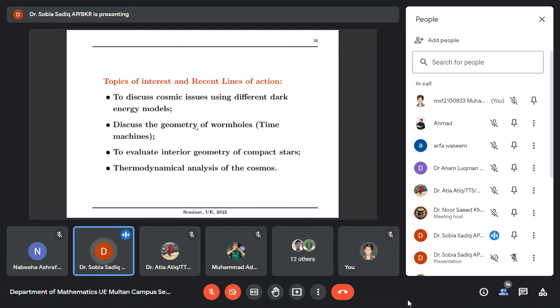So that was all about the general theory of relativity, and I told you earlier that we can use the framework of general relativity to understand astrophysical phenomena as well as cosmological models, or to study the phenomena that happen in our universe. Here is the list of topics of interest and some recent lines of action. We can discuss some cosmic issues using different dark energy models, and then discuss wormhole geometries, and we can also evaluate the interior geometry of compact stars, and similarly the thermodynamical analysis of the cosmos can be done using the general theory of relativity.